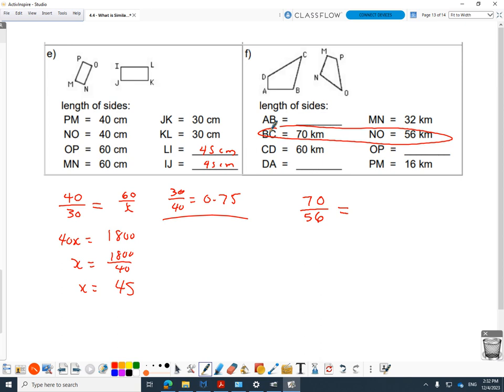Which one do you want to go after then, after that? The first one. I don't know AB, but I do know MN. Does that help? Try that out. And if you had trouble with that one, no problem. Just do the cross multiply and get that answer. And then you try and set up another one. It's always going to be 70 over 56.